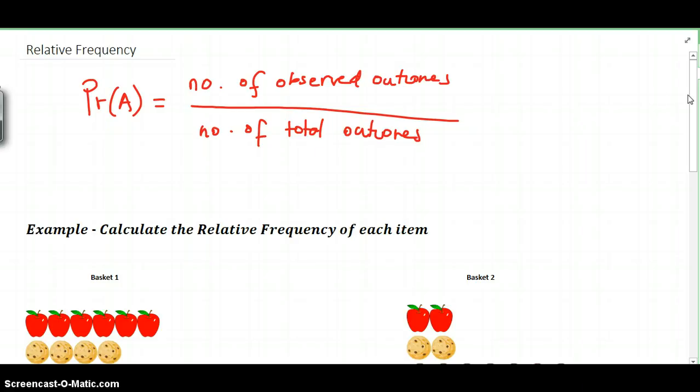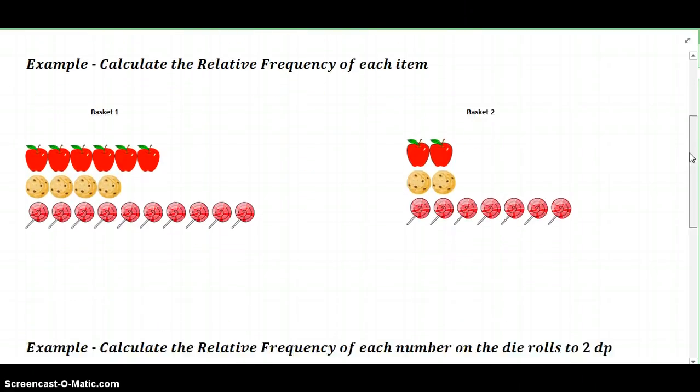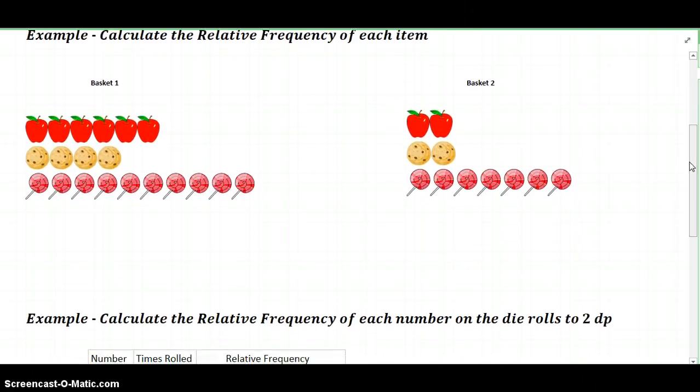So let's look at a couple of examples to work out what the relative frequency is for this particular diagram. So you can see that there's two cases. There's basket 1 and basket 2, and in each of these baskets there's a particular number of fruits in them, or candies, or cookies. So with this question, my question to you is, first, if we were going to look at the candies, which particular basket do you think has the higher relative frequency? So if we just look at these candy pieces, which one do you think has the higher relative frequency?